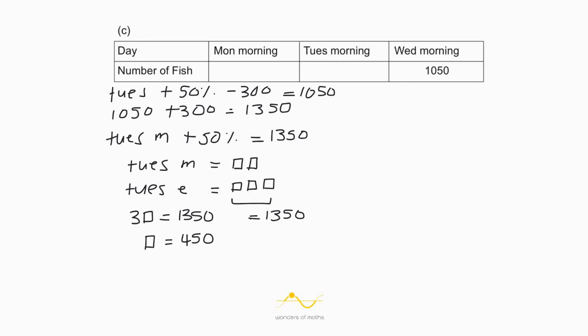We can now go back to our blocks for Tuesday morning. If we have 2 blocks representing the number of fish on Tuesday morning, then 2 blocks is equal to 900. That means that on Tuesday morning, we had 900 fish. We're going to use the same exact method to get from Tuesday morning to Monday morning. So, if you do that, you'll get a final answer for Monday morning of 800 fish.